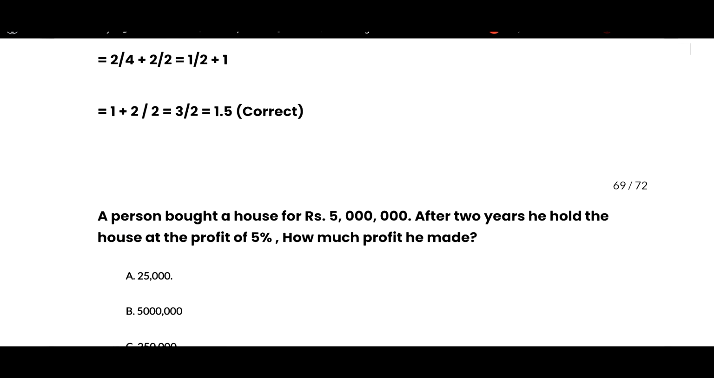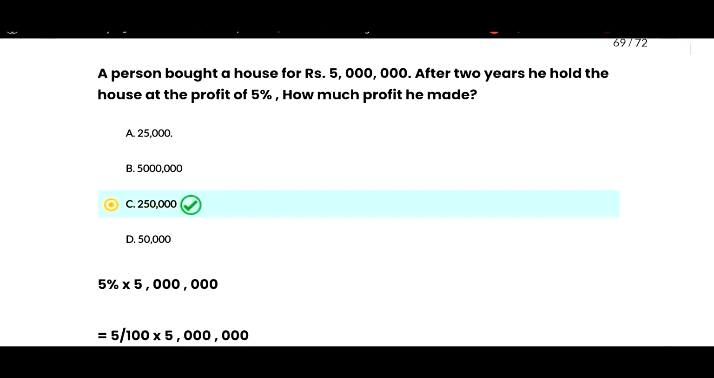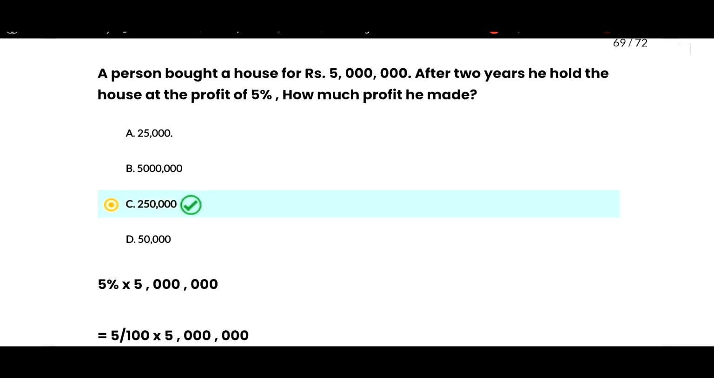The next MCQ is here. A person bought a house for rupees 50,000. After 2 years, he sold the house at the profit of 5%. How much profit he made? 250,000. So let's solve the question here. 5% multiplied by 50,000, 100,000. 5% can also be written as 5/100 multiplied by 100,000. By solving that, we'll get 250,000. So here in this MCQ, C option is correct.